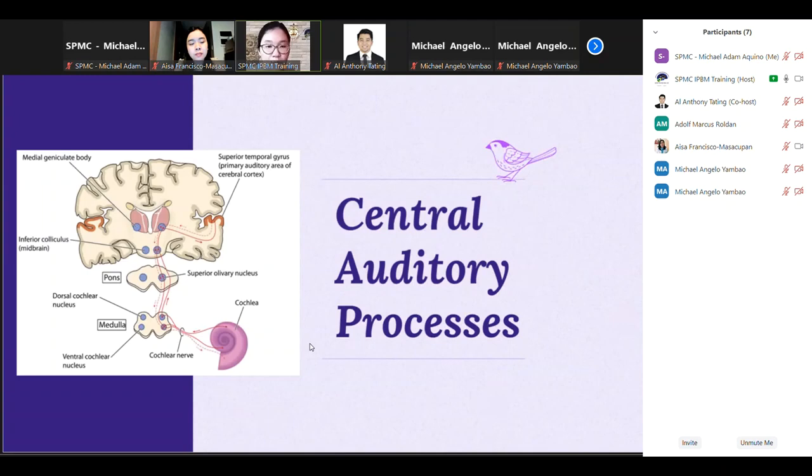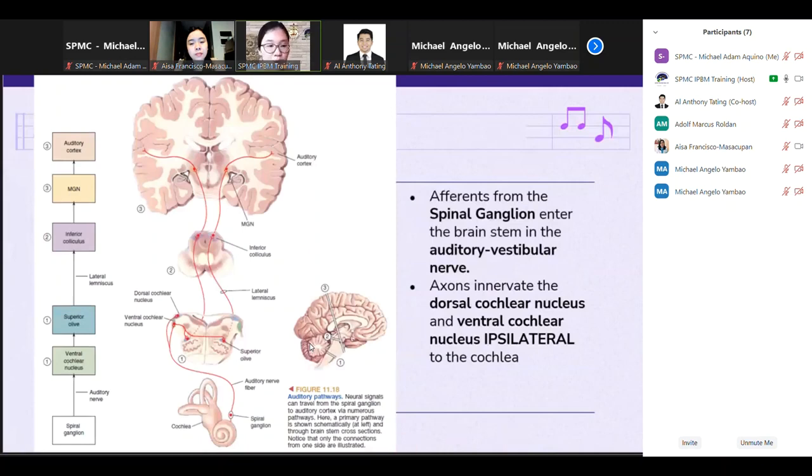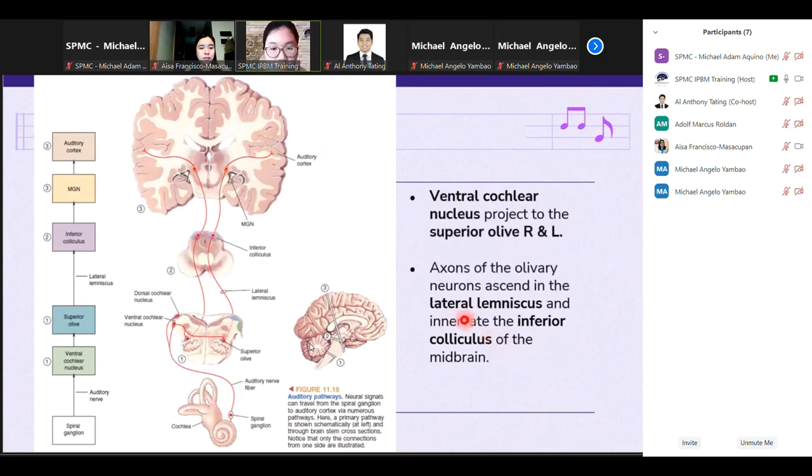So now let's go to the central auditory processes. So we'll go from the peripheral now going more central. So the afferents from the spiral ganglion enter the brainstem in the auditory vestibular nerve. And the axons innervate the dorsal cochlear nucleus here and the ventral cochlear nucleus, so it means the same side as the cochlea. And then the ventral cochlear nucleus projects both to the right and left superior olive.